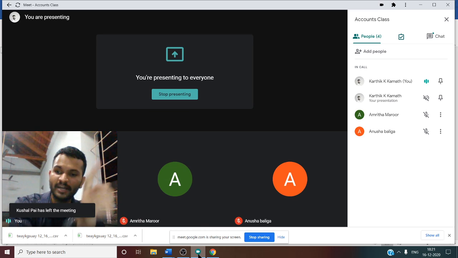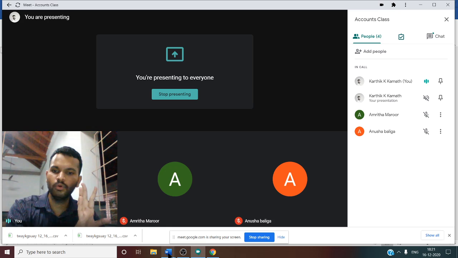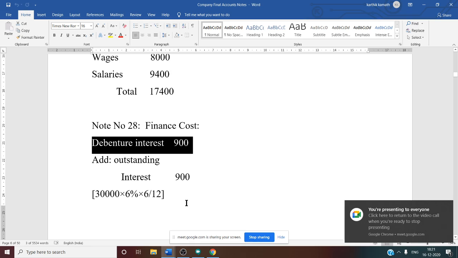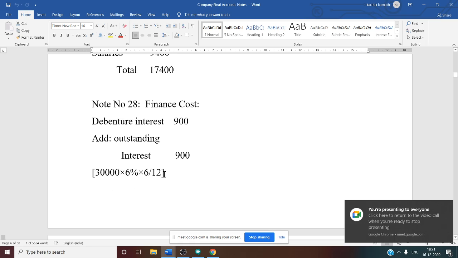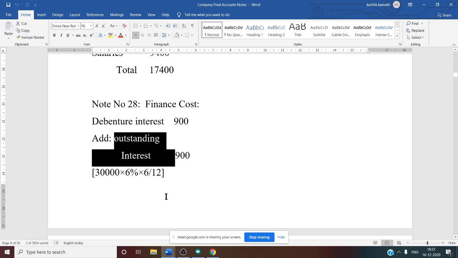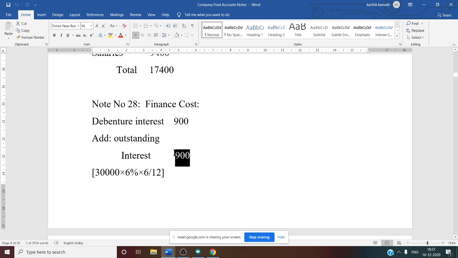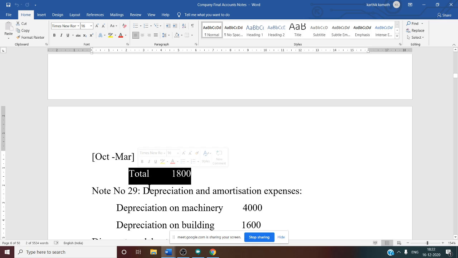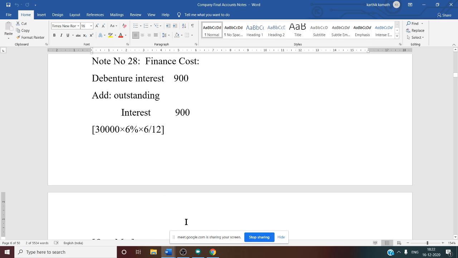That is why 900 plus 900. So total now, you will get the finance cost answer, that is 1800. See this outstanding interest calculation. 30,000 is the debenture value, 6% debenture they have given in the trial balance. So 30,000 into 6%, you will get one amount. Then 6 by 12. Why? Up to September it is paid and the remaining is not paid. That is why outstanding interest is 6 by 12. So you will get 900. 900 plus 900, total is 1800. That is working note number 28.